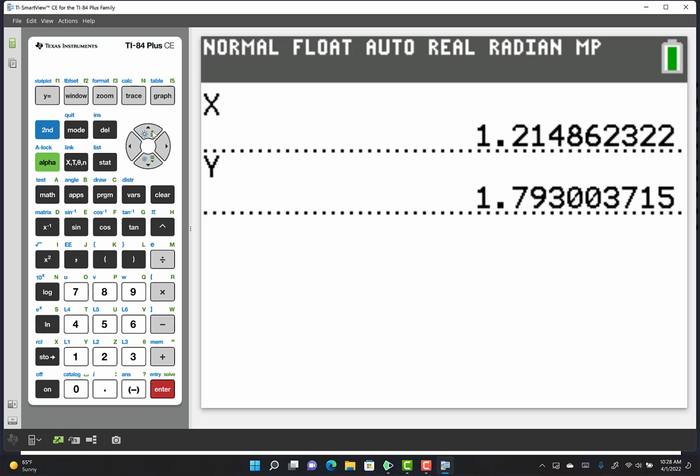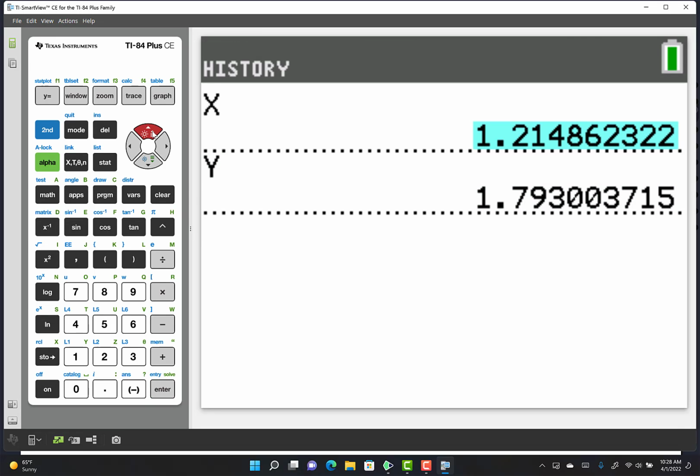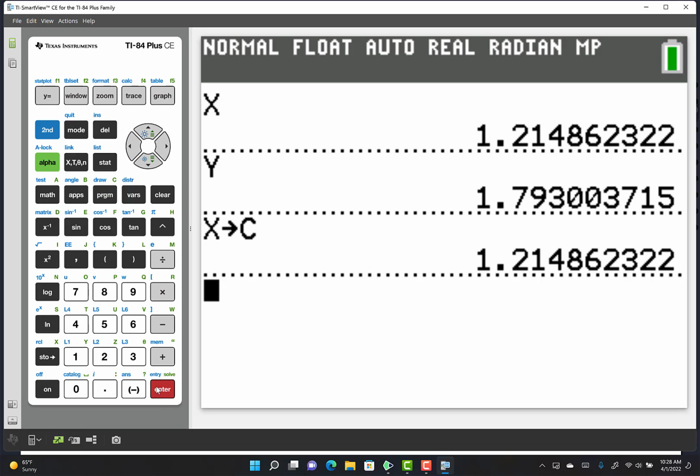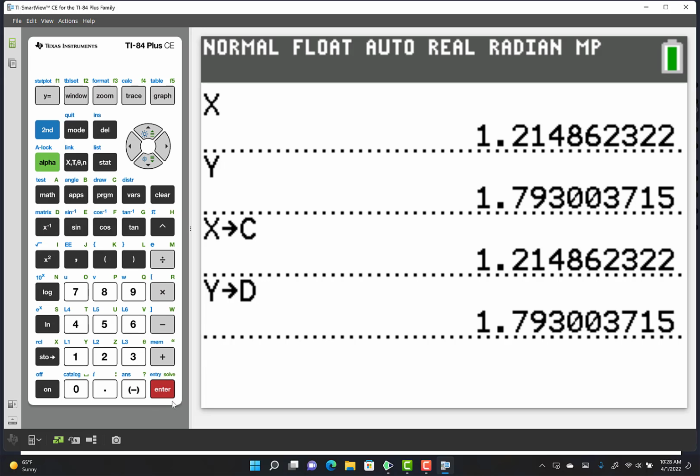So let's go ahead and store the X as, I should have done it, sorry. X, store it as what? C, alpha C, enter. You don't want to use X and Y, guys. You want to use different letters. And alpha Y, store it as what? D, alpha D. So there it is. My X is a C, my Y is a D. And it works the same with the TI Nspire. Are we cool?